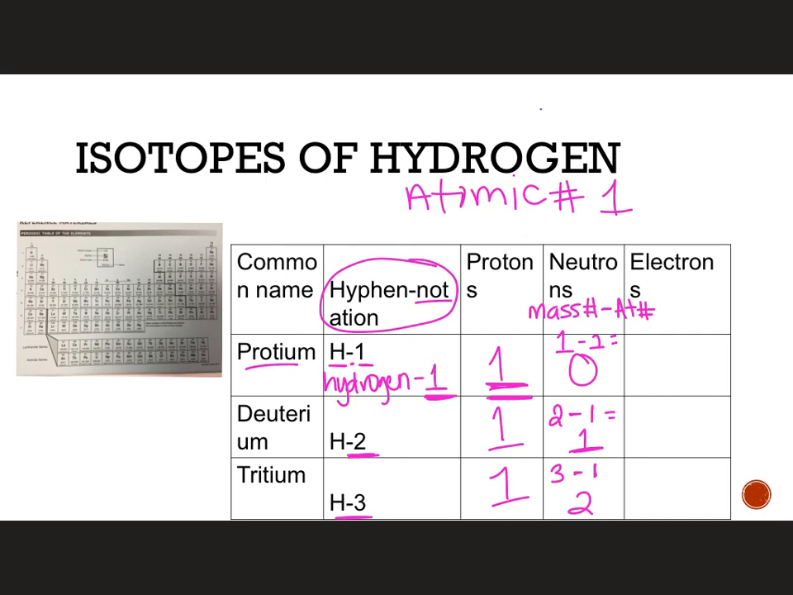All right, number of electrons. So if we look at these, are there any charges? And if you look at them, no, there are no charges. So electrons are going to be equal to your protons. So therefore it's 1, 1, 1.